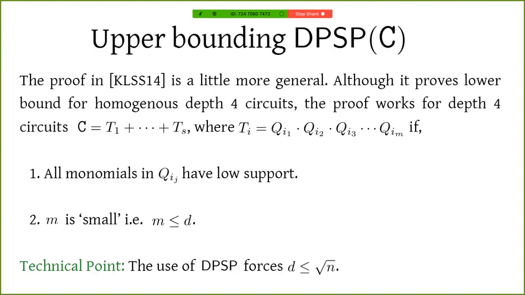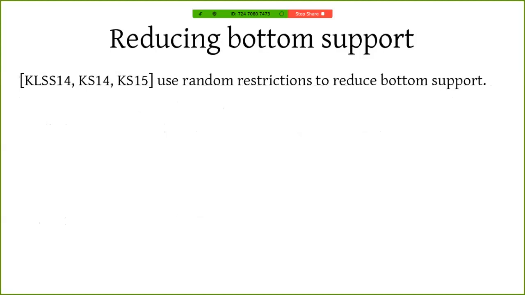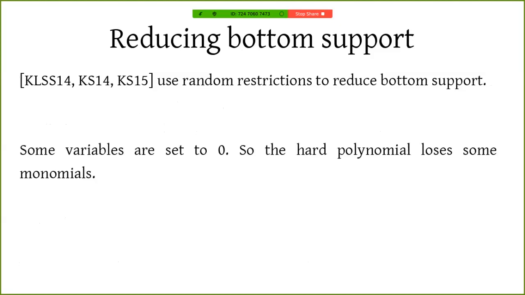In the next few slides, I'll talk about how we ensure condition 1 and 2 hold for arbitrary depth 4 circuits. Let me first talk about the first condition. To ensure that the first condition holds for arbitrary depth 4 circuits, we reduce their bottom support. Previous works had this step of reduction of bottom support, and they accomplished this by using random restrictions. In random restrictions, one randomly selects a set of variables and sets them to 0.